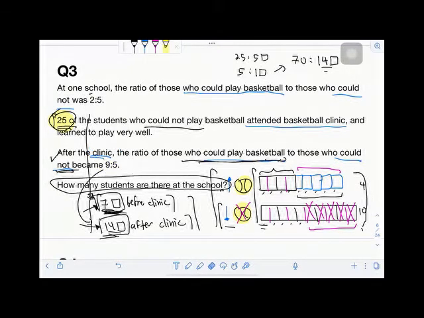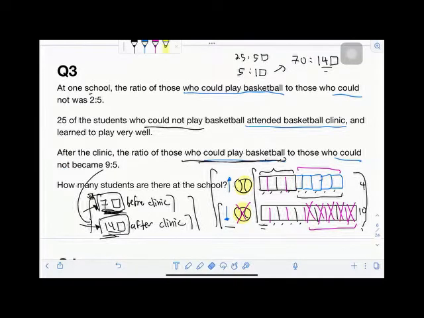Kasi yung 14 po, yung saan ko po kinuha yung 14 kanina, yun po yung 5 plus 9 po. So yung 5 po, yung sa baba po naging 10, so yung sa taas po naging 4 po.